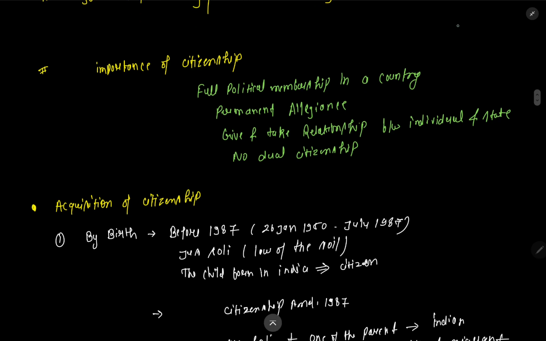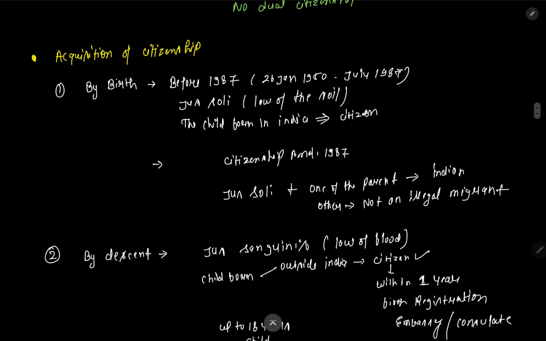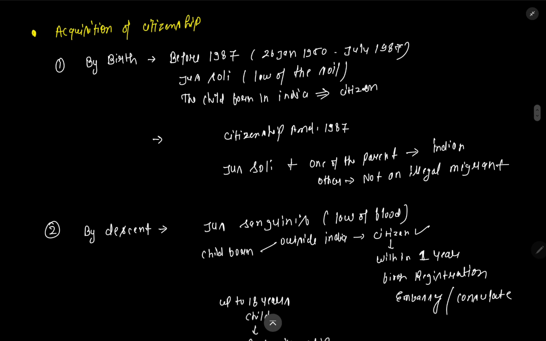Then we have talked about the importance of citizenship. Citizenship provides you political membership so that you can avail many rights, and you also have permanent allegiance. There's a give and take, a pragmatic relationship between the citizen and the state. No dual citizenship provision is there in the Indian Constitution, but it is there in the US Constitution. We have adopted single citizenship from the UK, and then I have explained the various methods by which you can acquire Indian citizenship.